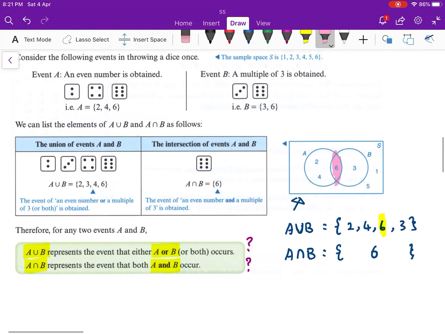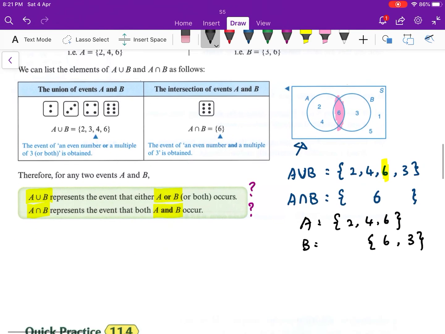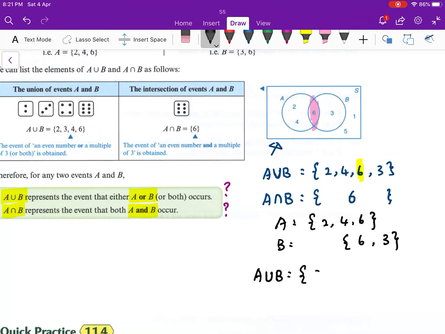So if I want to use a formula to represent it, how can we do it? So A is 2, 4, 6. B is 6 and 3. So normally a lot of the students may think, A or B, some of the students may just directly add all of them. Okay, 2, 4, 6, then 6, 3.